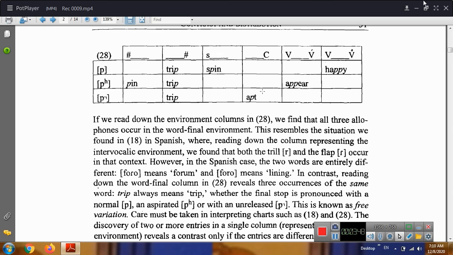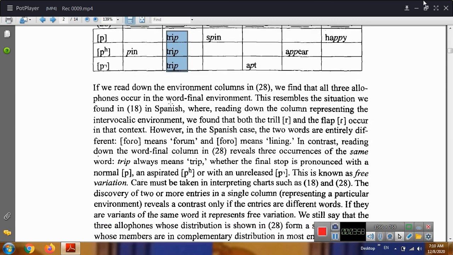This environment at the beginning of the word, after the C, before the consonant, intervocalic environment, but they have the shared environment at the end of the word. We call it free variation, and here we don't have any differences in meaning between these three kinds of trip. They have the same meaning. If we read down the environment column in 28, please pay attention to this point that they don't create any meaning, because it is very important, because we can separate it from the process which we had about photo and furrow, which was in overlapping distribution.